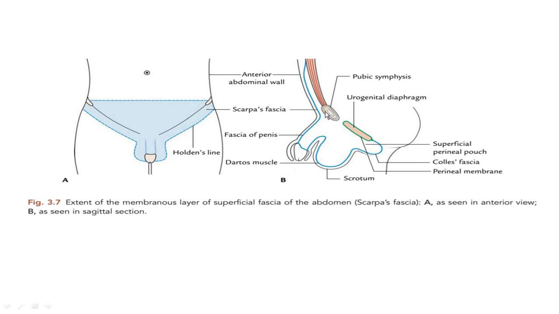And in this picture, you can see Scarpa's fascia over the penis as Buck's fascia, in the perineum as Colles' fascia, and in the scrotum as the dartos muscle.